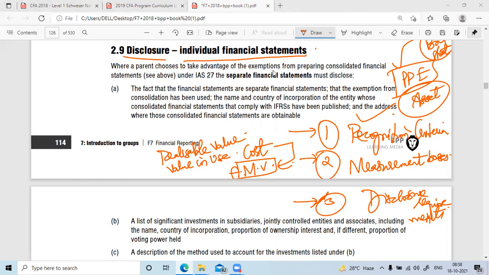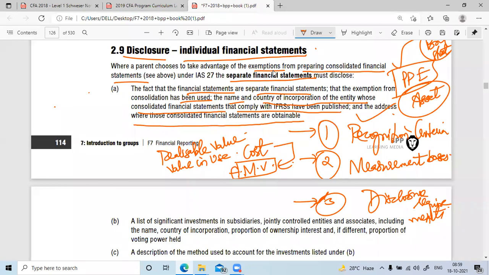Where a parent chooses to take advantage of the exemptions from preparing consolidated financial statements, or under the separate financial statements, they must disclose. If they don't want to consolidate and they want to show separate statements, they want their subsidiary to show separately, as a separate entity and themselves. That means you're showing them as separate.